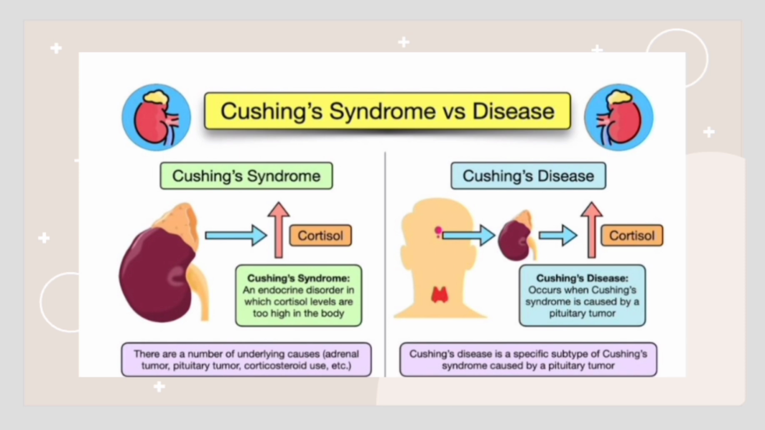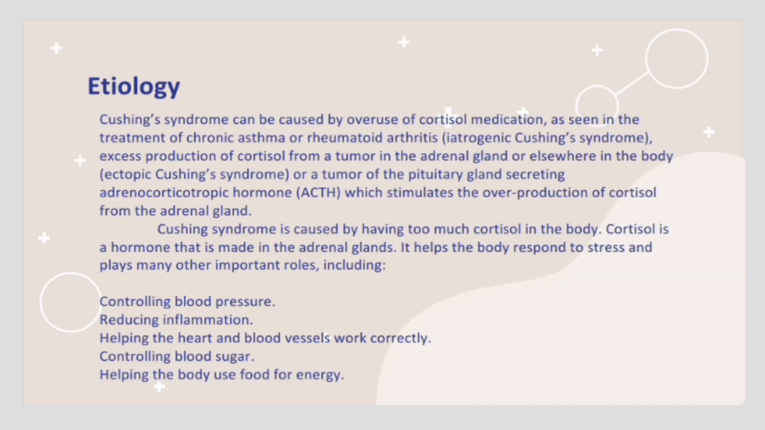There is a difference between Cushing syndrome and Cushing disease based upon ACTH dependent and independent. Coming to Cushing syndrome, the adrenal gland releases too high cortisol levels in the body. It is an endocrine disorder. Coming to Cushing disease, it is the subtype of Cushing syndrome which is caused by the pituitary gland.